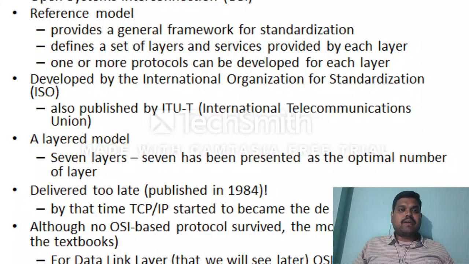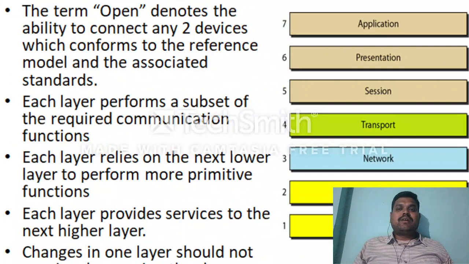The OSI model was developed by the International Organization for Standardization. Simply you can call it ISO, right? And it was accepted by the forum ITU, the International Telecommunication Union. So it has a set of 7 layers, right? And it was introduced in the year 1984, as I said, after the introduction of the TCP/IP protocol. So that's why we are still using it as a reference model, right?